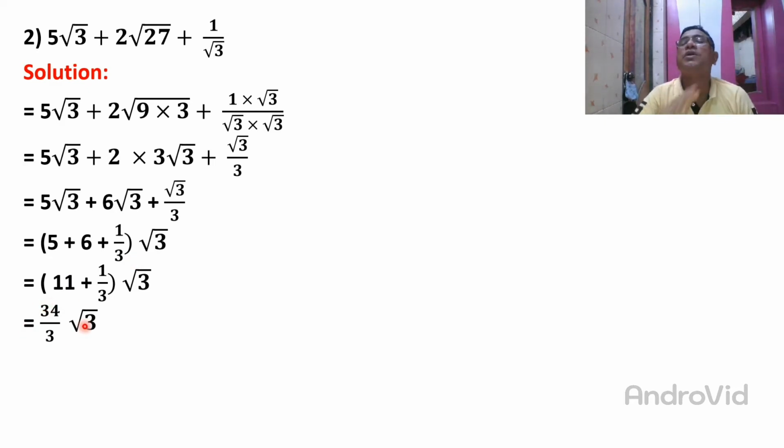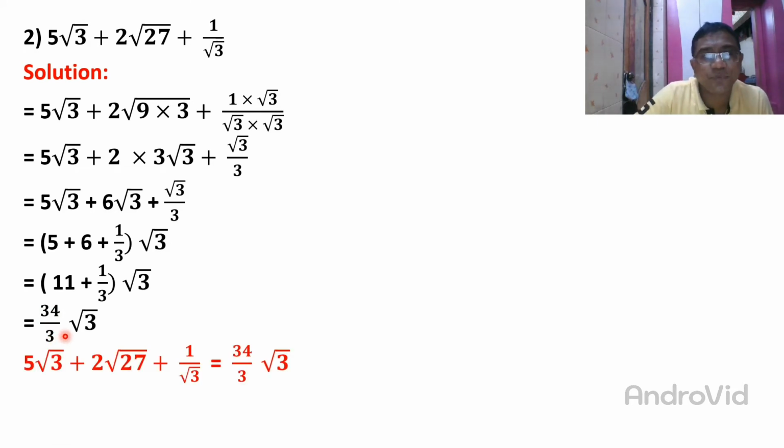See, some of the students have doubt, so I explain again. 11 plus 1 upon 3, you know how you get 11? 5 plus 6 is 11. 11 plus 1 upon 3. So here the denominator of 11 is 1 and here the denominator is 3. So the denominators are not the same. So what can you do? You can find the LCM. So what is the LCM? 3. So I write here 3 as LCM. So 1 is multiplied by 3. 3 ones are 3, 3 elevens are 33. 33 plus 1 is 34. So 34 upon 3 into root 3 is the answer.